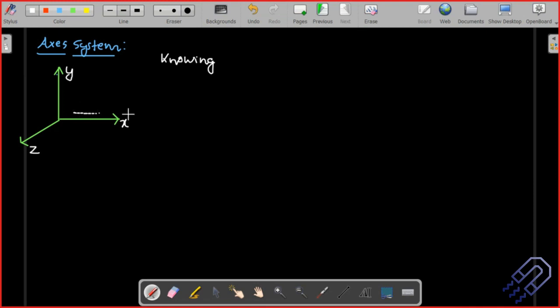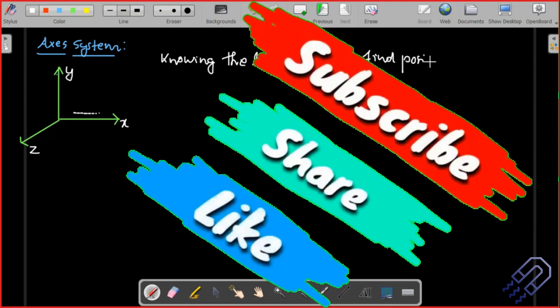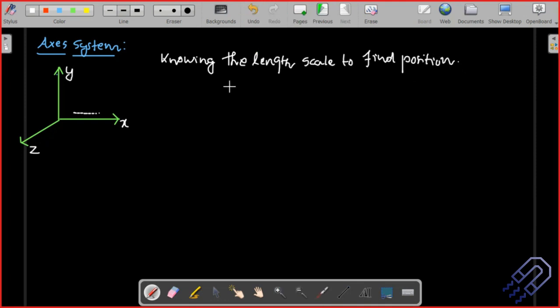Basically here, let me put one simple example: knowing the length scale to find position. If you want to find out the position of a particular point, we have to know the length scale. That means along the x-axis, what is the distance, and so on.